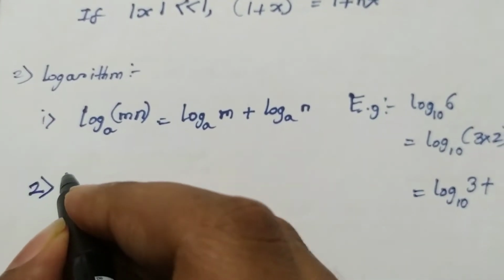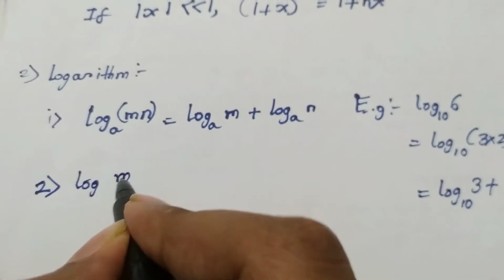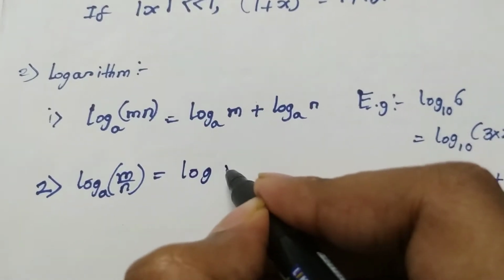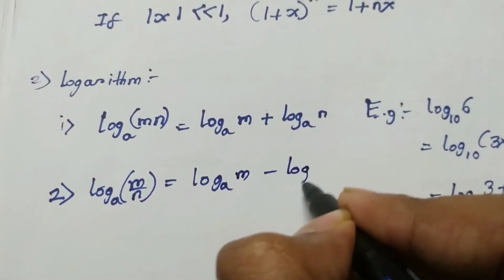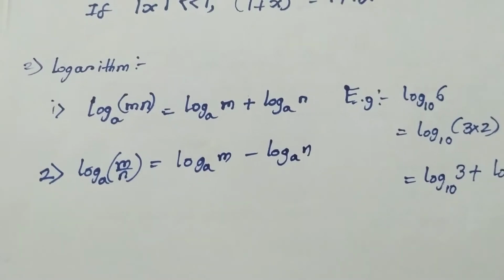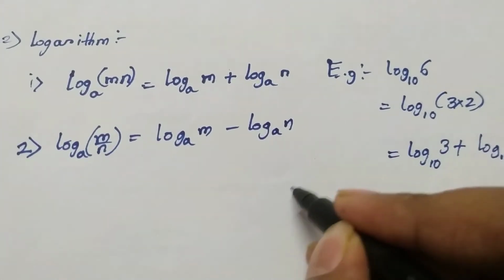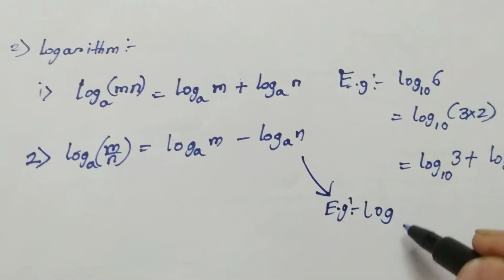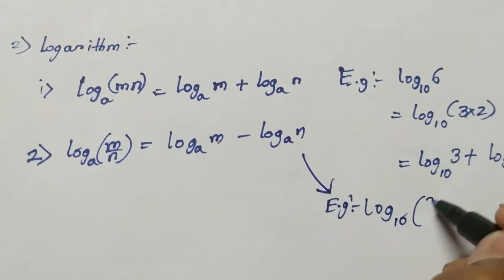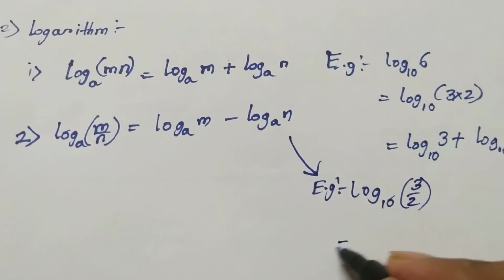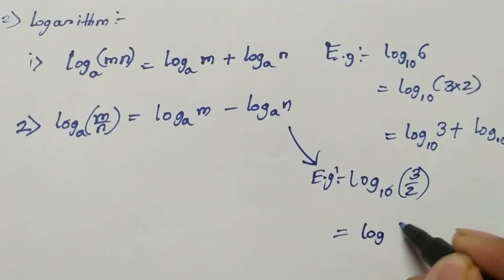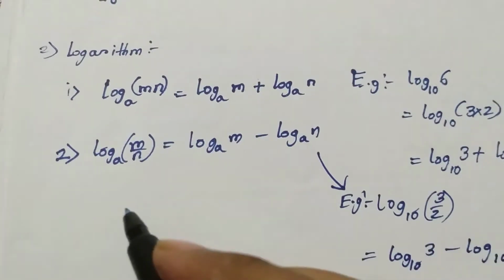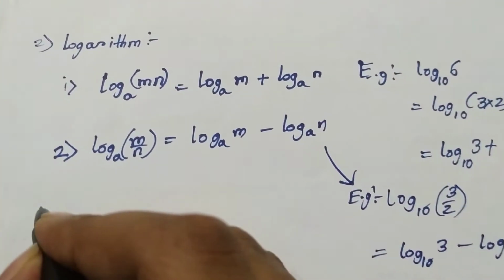The second important formula is log (m by n) base a is equal to log m base a minus log n base a. Now similarly, I'll give you another example. If we have log 10 base (3 by 2), then we can write this as log 3 base 10 minus log 2 base 10 according to this formula.